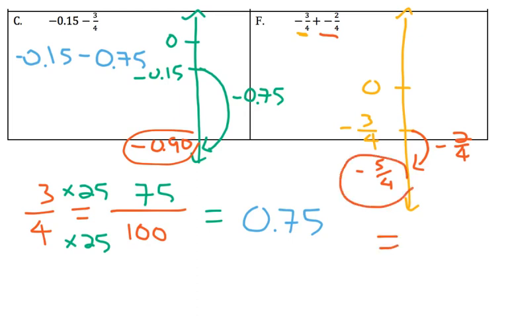You could have also written your answer as negative 1 whole and 1 fourth, or you could have gotten fancy and done negative 1 and 25 hundredths.